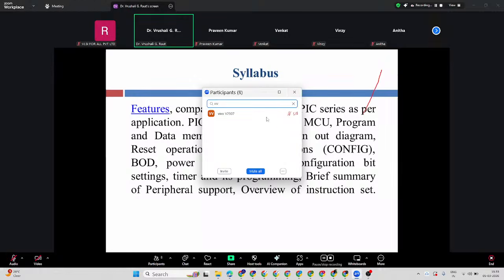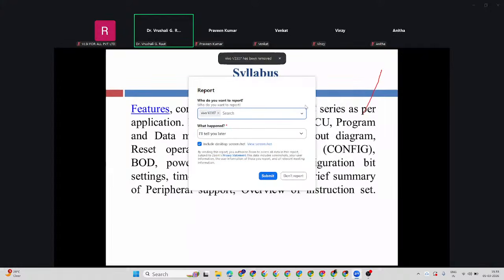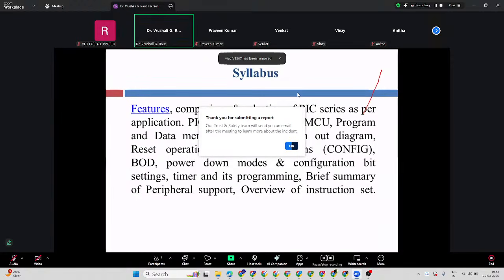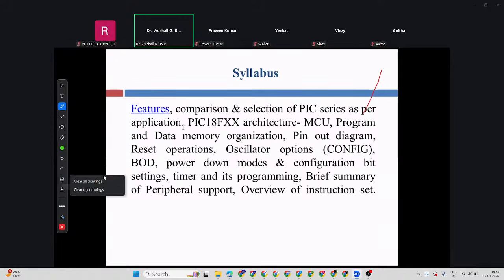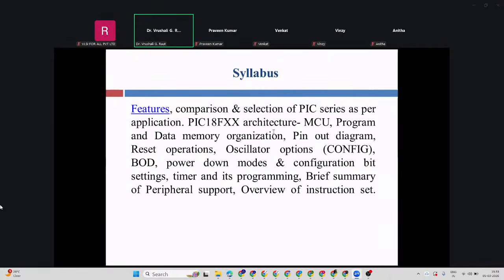After that, comparison and selection of PIC series as per application. Here we are going to learn the PIC 18F series. Only one microcontroller we are going through, because obviously the other elements in the series have one or two variations in terms of RAM, ROM, timer, pulse width modulator, and so on. So what we are going to learn is its 18FXX series. Means 18F series, keep that in mind. That particular series, its architecture we are going to learn.